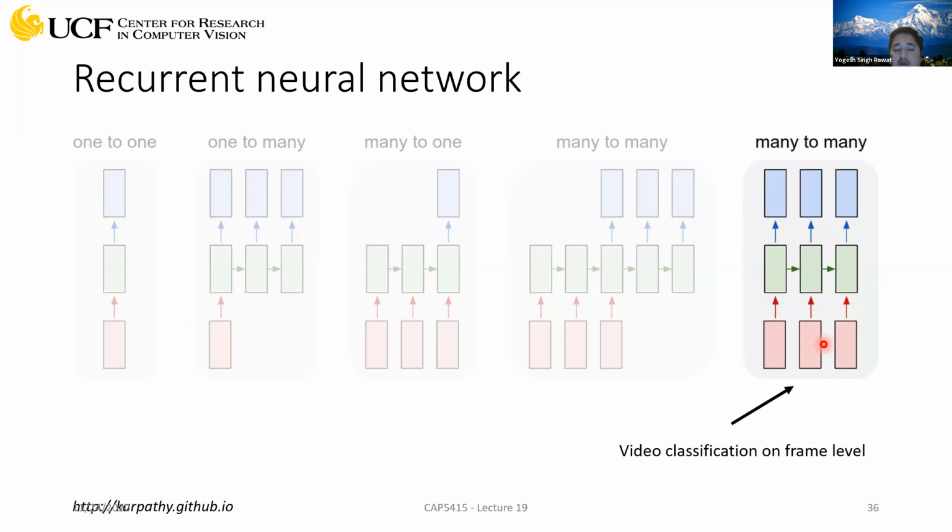Now, this is a normal vanilla recurrent neural architecture where you have many to many mapping. So your input is a sequence of frames and your output is also a sequence of something. Again, one good example could be video classification or action recognition. But in this case, you are making a prediction for each frame independently. So for each frame, you will tell which action is happening.